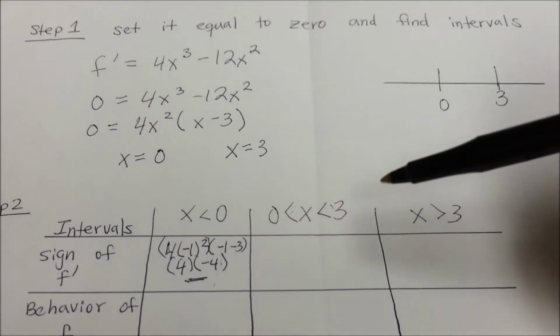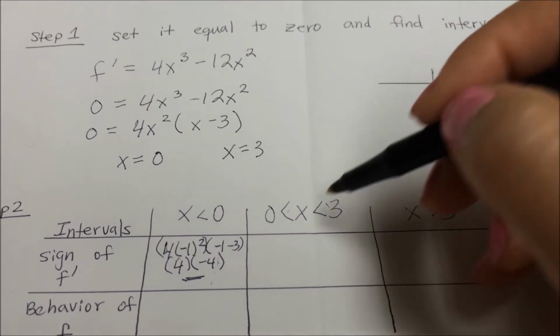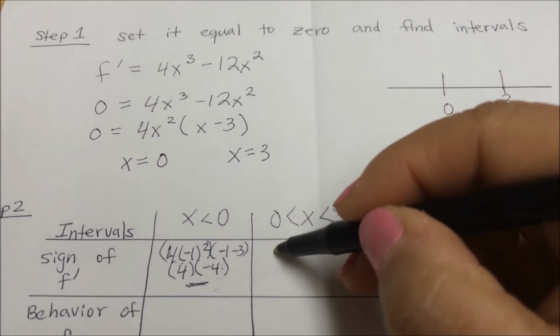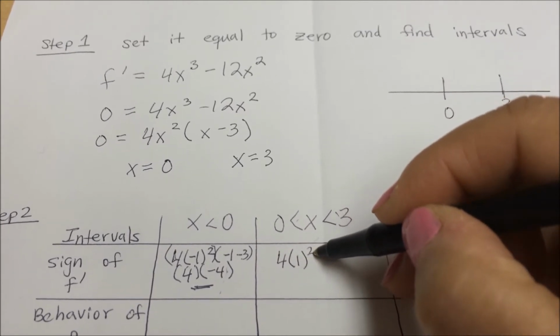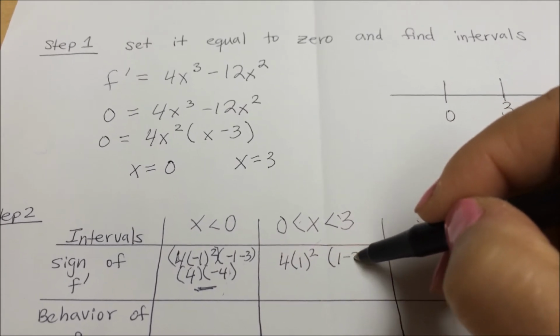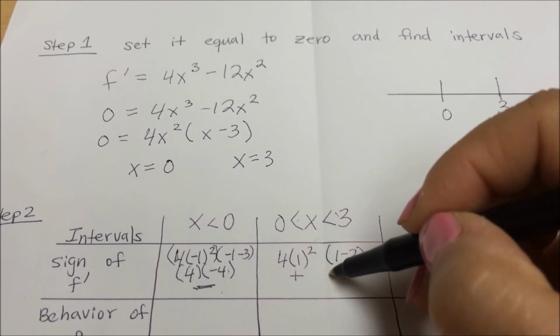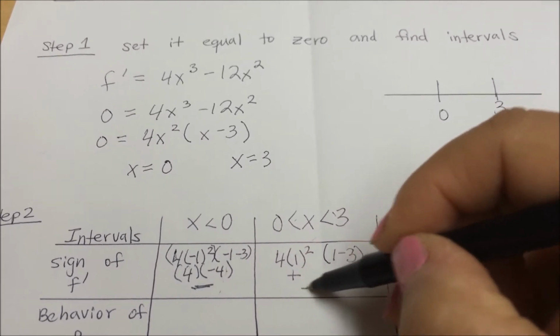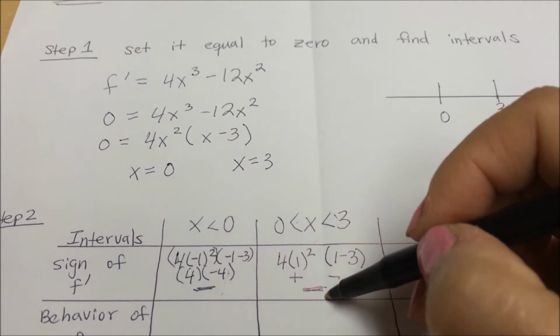Now let's pick a number between 0 and 3, something simple like positive 1. Doing the same thing, we substitute 1 into the simplified form, and we have 1 minus 3. The squared part is positive and the 1 minus 3 is negative, so the final product is negative, because positive times a negative is a negative.